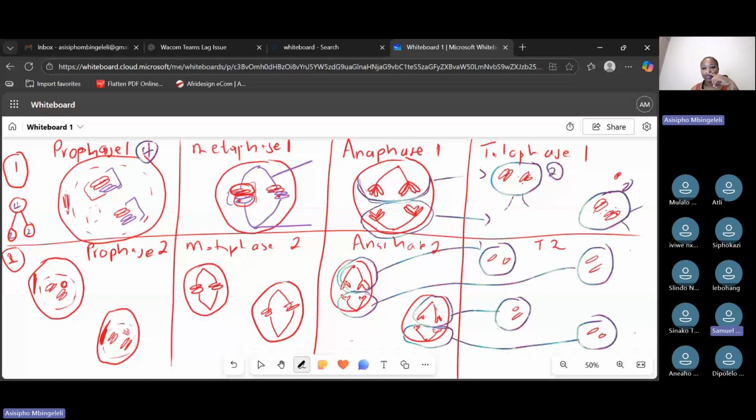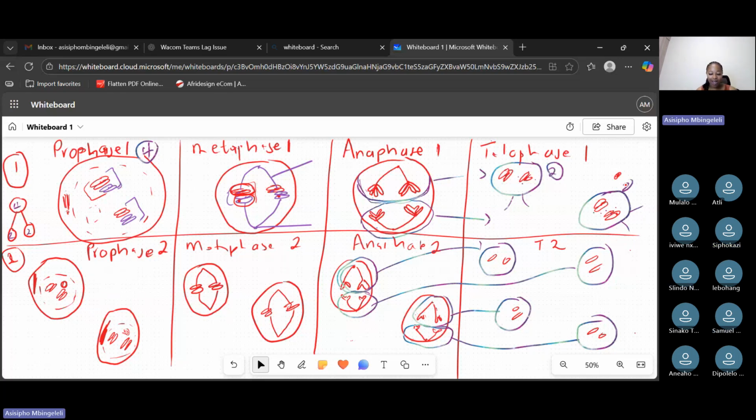Let's look at telophase. How many cells did we form in telophase 1? Two cells. How many cells did we get at the end of telophase 2? 4 cells. Thank you so much.